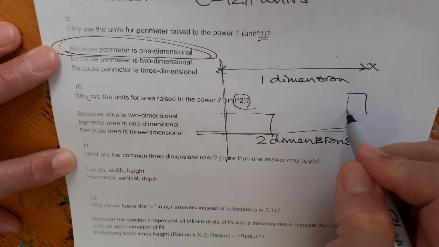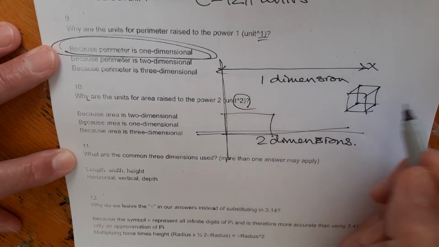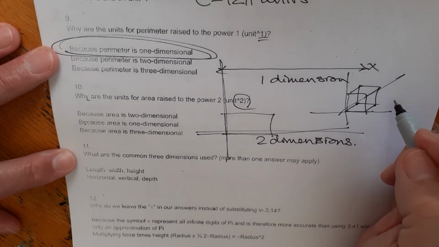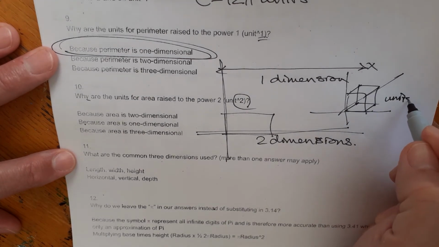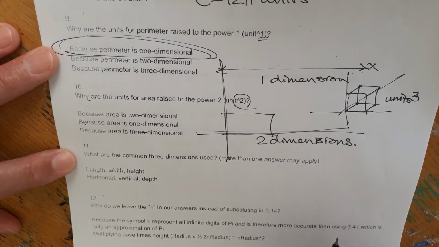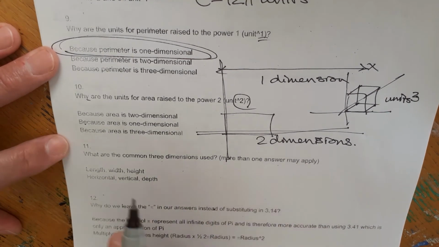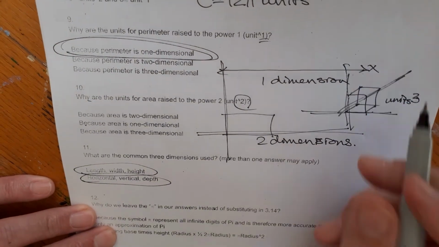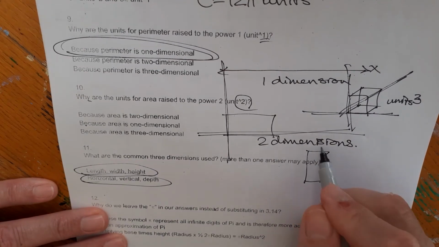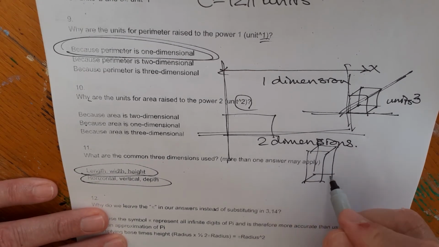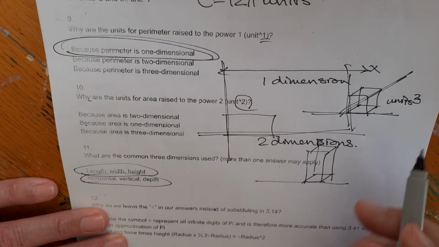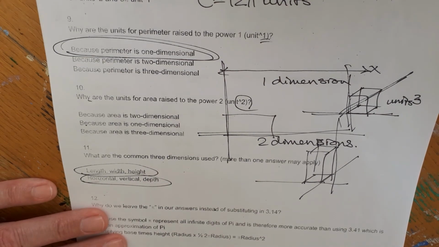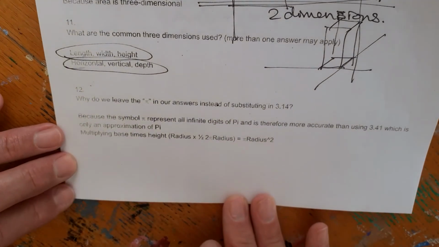And just one more step. It doesn't say it here, but what if you have 3 dimensions? 3 dimensions will be raised to the power 3. Why? 1, 2, and 3. So what are the common 3 dimensions? Length, width, and height, or horizontal, vertical, and depth. If you had another shape here, let's say a rectangular prism, a lot of students will think length, width, and height. It doesn't matter what you call them. Just stick to the 3 dimensions, and you'll be fine.